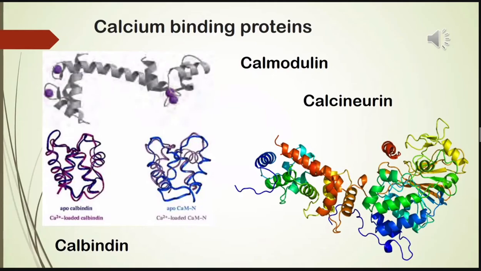Just to give you an example, calmodulin will have 1, 2, 3, 4 EF hands. The calcium there is the one in purple. And calcineurin would look something like this. And calbindin will have 2. It's not obvious here, but it will have 2 EF hands.